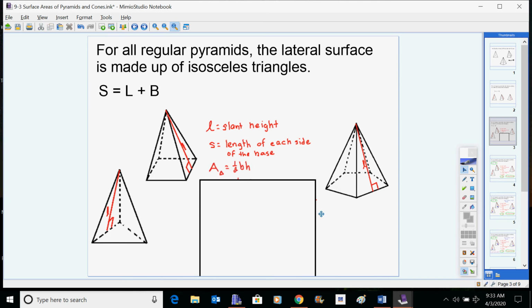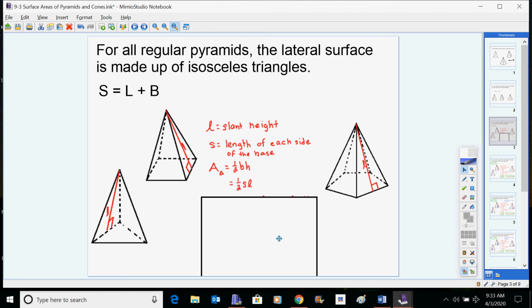This says the area of the triangle. So the area of one of these little triangles is, of course, 1/2 base times height. Our base is S, and our height is L. So the area for one of these little triangles is 1/2 slant height times the length of a side of the triangle.